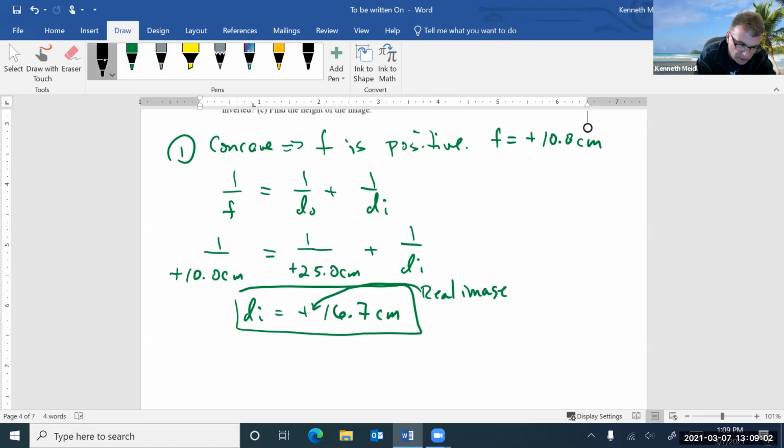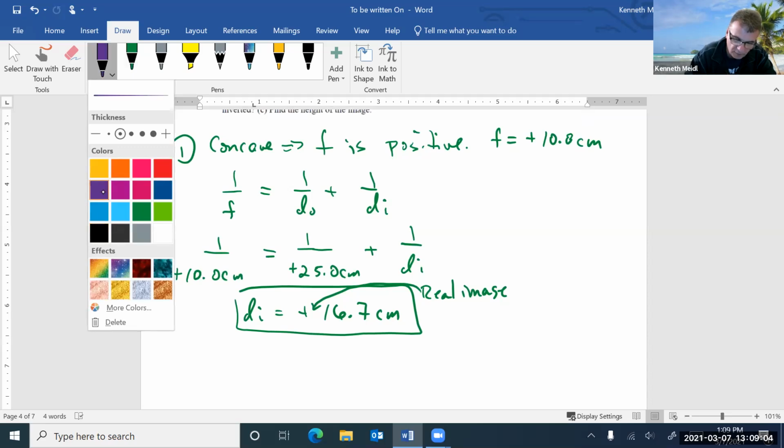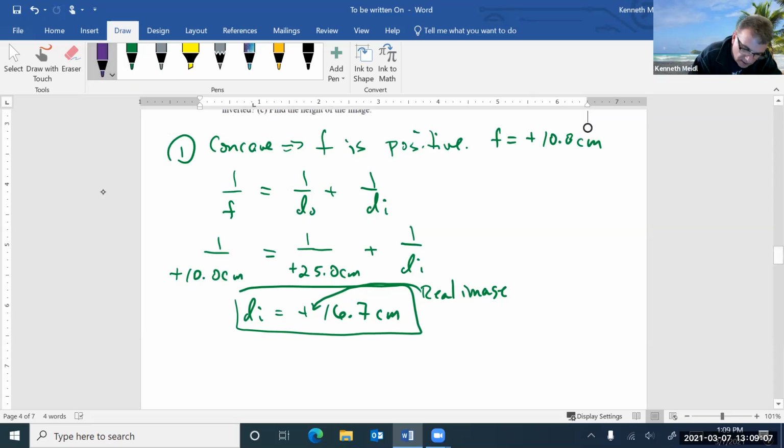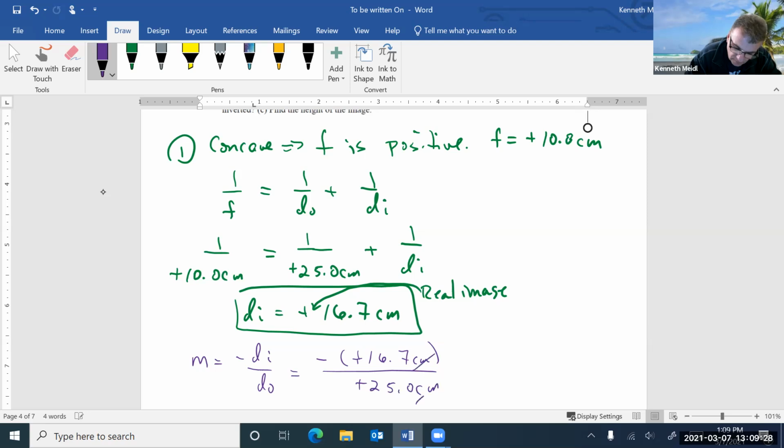Now, we want a full description. So, I'm going to keep going a little bit further with the mathematics here and say that magnification is minus DI all over DO. And there's this built-in minus sign, and DI I just found as positive 16.7 centimeters. And in this case, DO was positive 25 centimeters. Okay, so those will cancel out. So I'm going to get 16.7 divided by 25, and I get about 0.67.